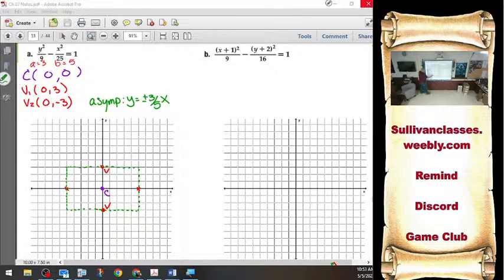But I don't need it because I know it's up 3, right 5. Down 3, left 5. There's my positive slope, my negative slope. Down 3, right 5, or up 3, back 5. So do you see the box can help you, but the box is not necessary.